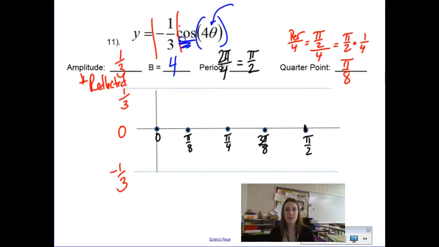Now be careful. We have a cosine, which starts at the max. However, it's been reflected. So instead of starting at the maximum, it's going to start down here at the minimum. And then progress from there. Lovely.